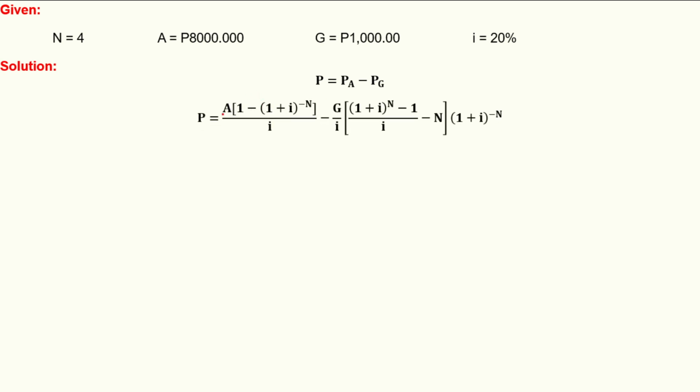P is equal to, yung pa rin yung formula ng ordinary annuity: A times [1 minus (1 plus I) raised to negative n over I] minus G over I times [((1 plus I) raised to n minus 1) over I minus n times (1 plus I) raised to negative n]. Okay.